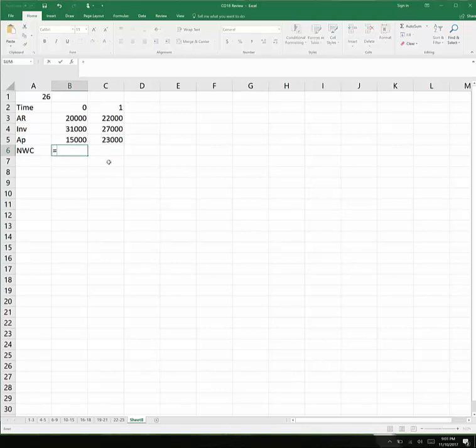So let's calculate net working capital: add our current assets, subtract our current liability. And if we take this difference, we're going to do it a little bit differently here. We're going to take the old minus the new, because $10,000, we've gained that. That's been freed up because now we have a smaller net working capital.